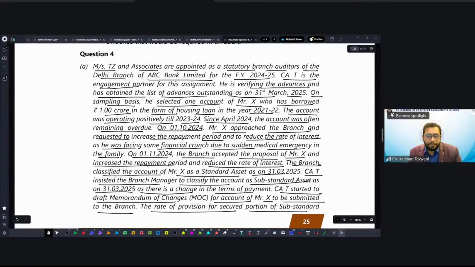So, now, with respect to this particular part, we all agree with respect to the classification: substandard, perfectly fine. Any doubt on that? No, sir, that's very much clear. Yes, it is substandard, that is perfectly fine. Now, coming to the part where we are talking about provision.